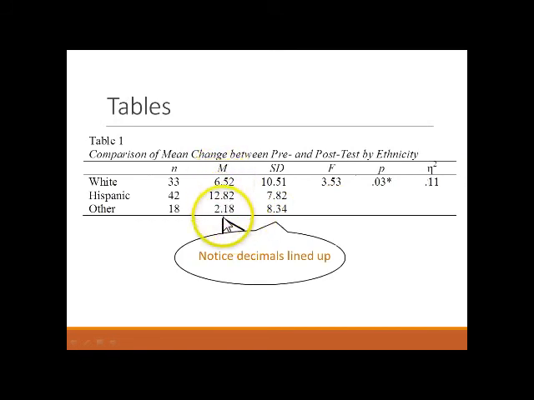Notice that the decimals are lined up within the columns, so if I didn't physically manipulate that, then basically the numbers would either be centered within that column or they would be left justified. So you want to use the center or the decimal tab in your word processor to make sure that the decimals line up.